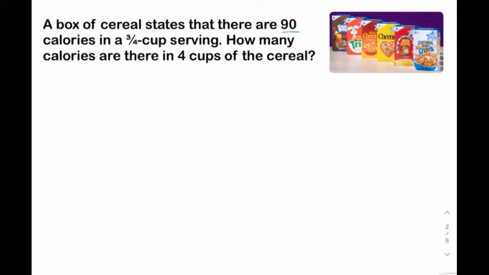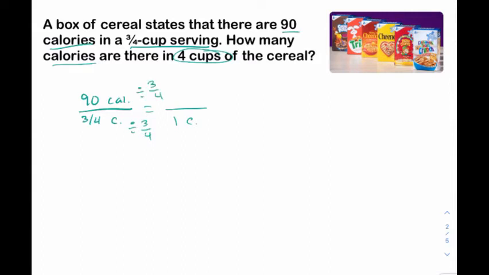We've got 90 calories, and that is in a 3/4 of a cup serving. We're looking for the number of calories in 4 cups. First, let's find the unit rate and then work up to 4. So to find the calories in 1 cup, I have to go from 3/4 to 1. I'm going to divide by 3/4. And whatever I do in the bottom, I have to do to the top.